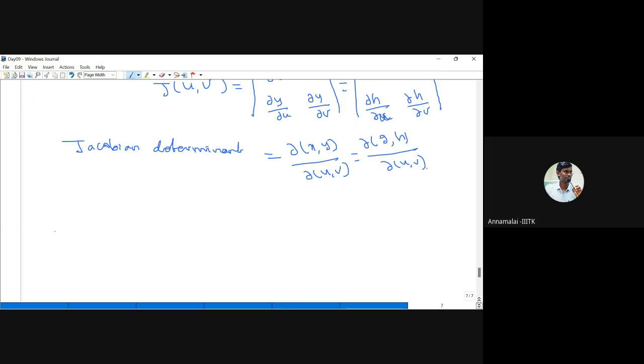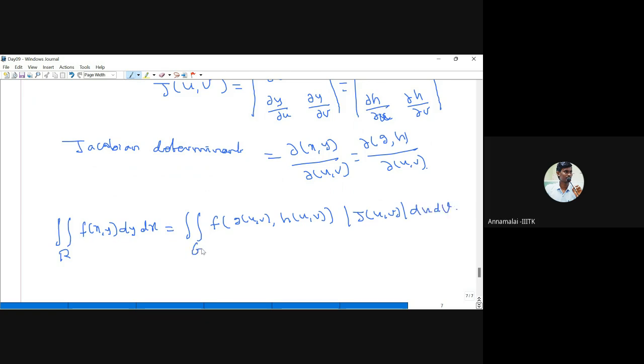So therefore, the double integral over R of f of x comma y dy dx is nothing but, you have to change the variable. So f of x, where x is a new function g, okay, so g of u comma v, h of u comma v, times the modulus of the Jacobian determinant of u comma v, into du dv, over the new region D.